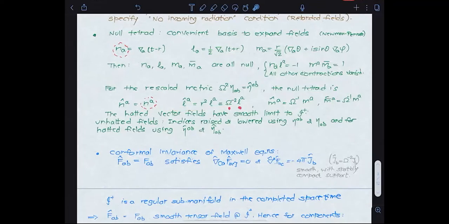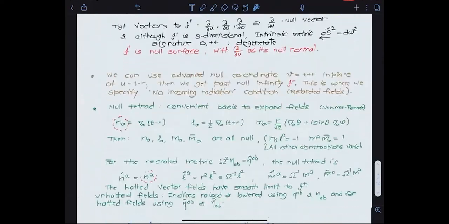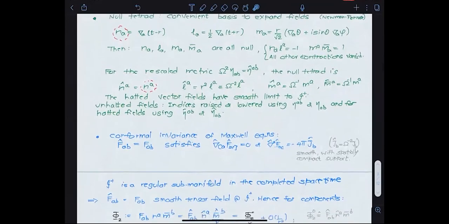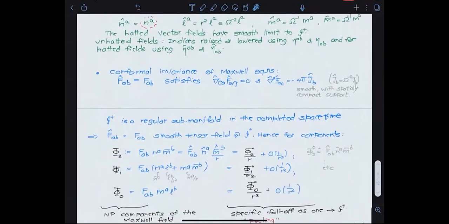So there are some conformal factors that come up here, which are just because the two metrics are related to each other by this conformal transformation. And similarly, M hat is perfectly well-defined at scri. So we get this hatted null tetrad, which is well-defined with respect to eta hat AB everywhere, including at scri. And now the point is that we can use these null tetrads in a very effective way.